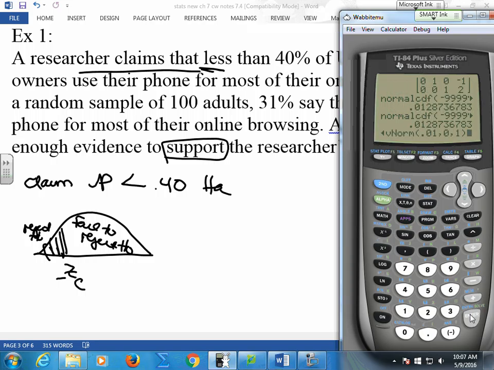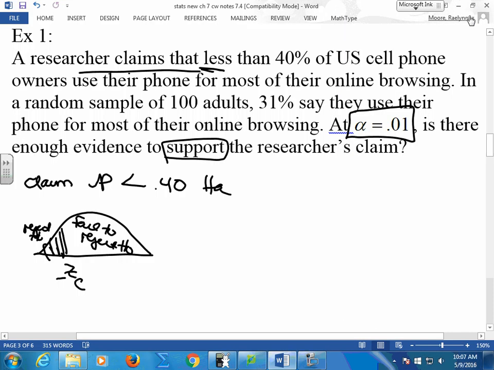Now I got the wrong one up there. So I get negative 2.33. And am I supposed to be negative? Yes, so that's a good thing. So my critical value is negative 2.33. And my HA, we didn't write your HA.